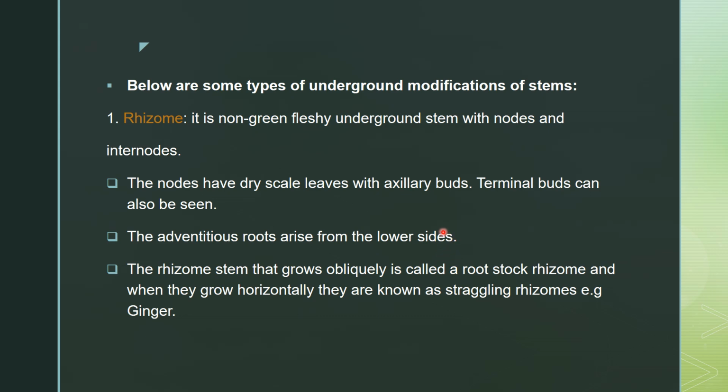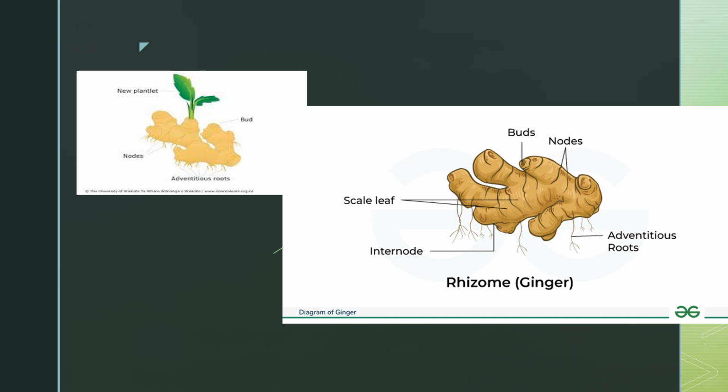The rhizome stem that grows obliquely is called a rootstock rhizome, and when it grows horizontally, it is known as a straggling rhizome. An example of this is ginger. It's familiar to you. Ginger is a straggling rhizome because it grows horizontally, like the one in the picture.